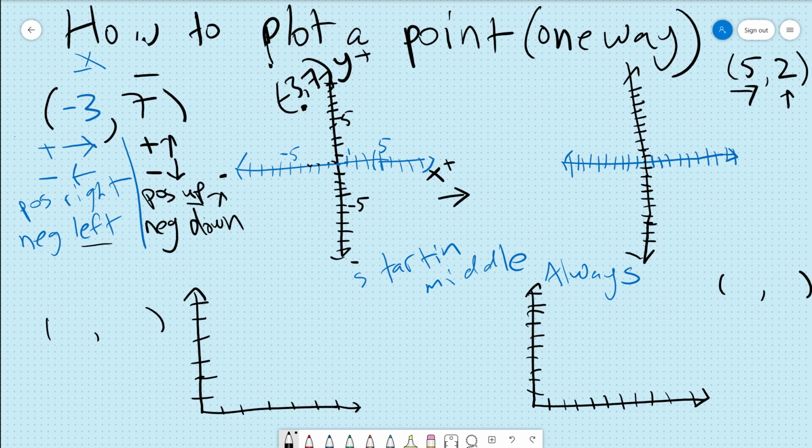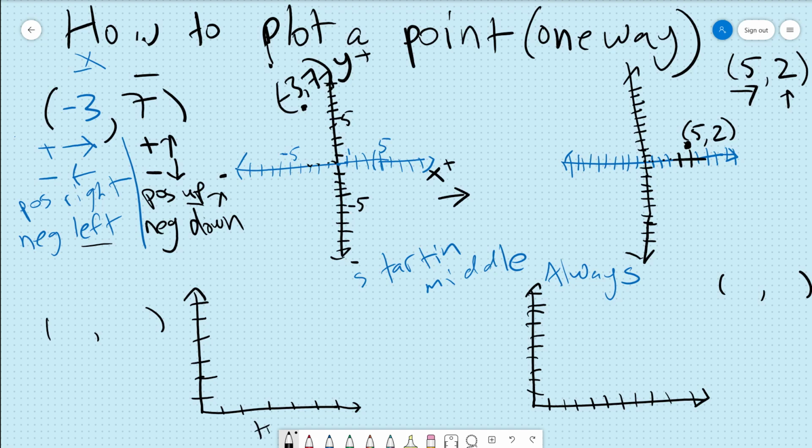So I'm going to start in the middle. 1, 2, 3, 4, 5 to the right. Oops, shouldn't have made a point yet. And then 2 up. And this is where my point is going to be: 5, 2. Don't make this point here. I'm going to erase that, if I can figure my pen out. There's 5, 2.